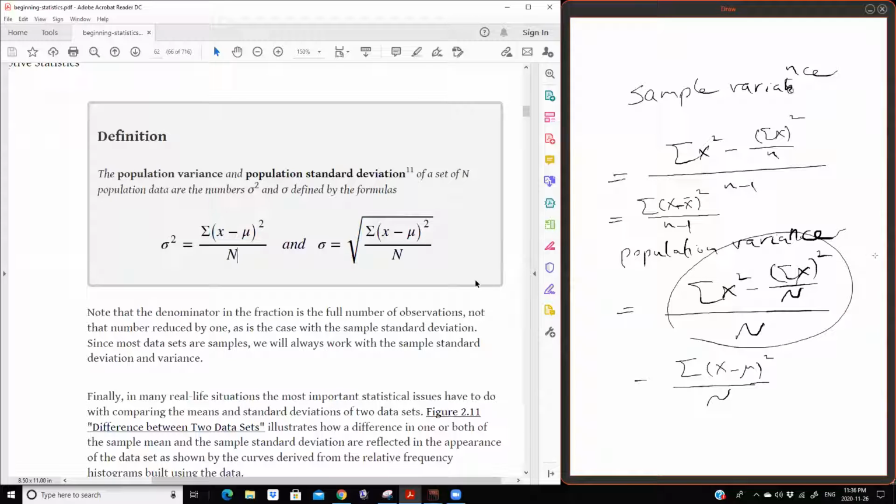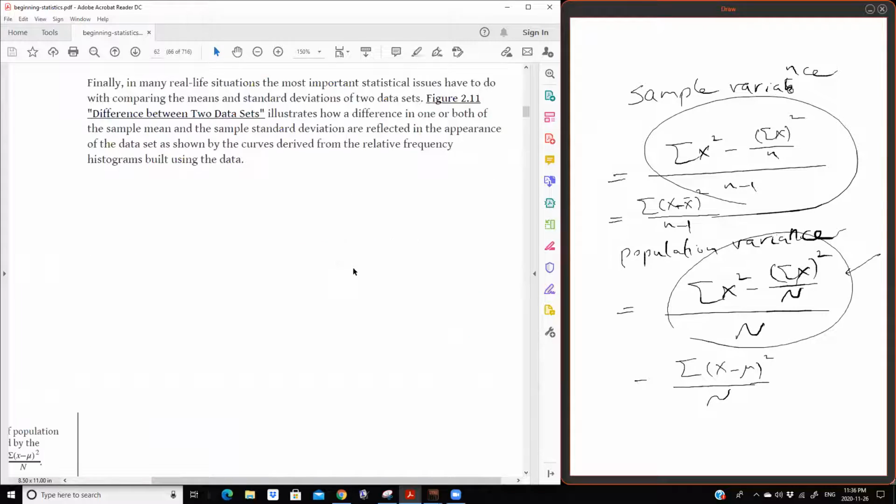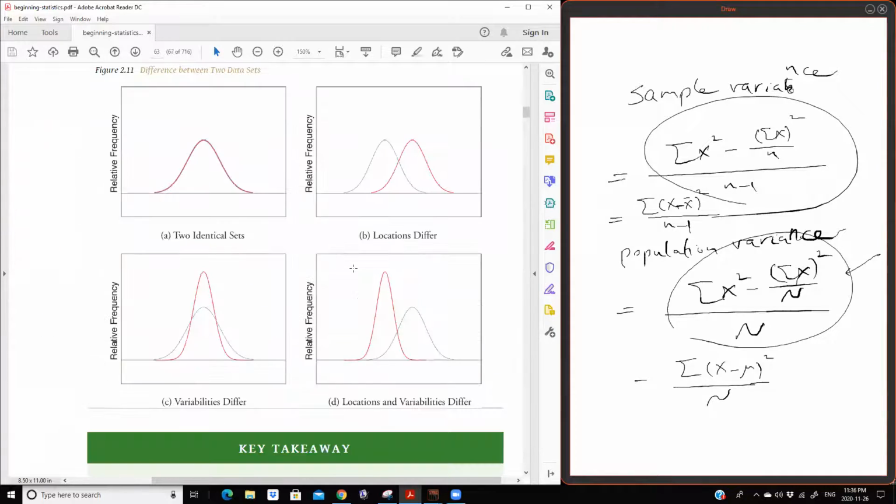This formula is rarely used because in most cases you're dealing with a sample and you don't have the measurement for all the individuals inside the population. So you're mostly dealing with a sample, and you will be using this formula to calculate the sample variance. Any questions?